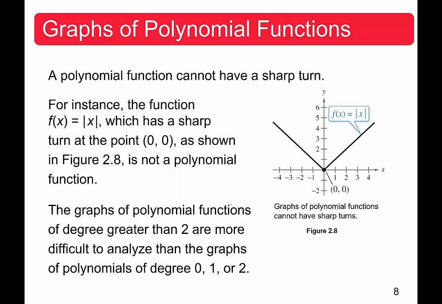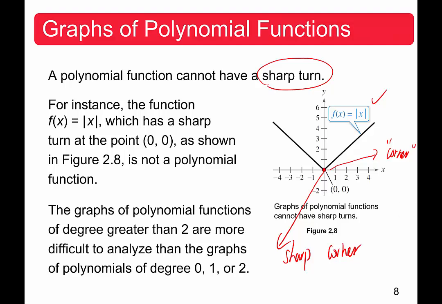If you look at the function f of x equals absolute value of x, the graph is going to have a sharp corner at the origin, and this is a typical sharp corner. We call this kind of behavior a corner. This is a very useful graph when we talk about continuity and differentiability in calculus 1, so keep that in mind. A polynomial function cannot have a sharp turn, but this absolute value function has a sharp turn, a sharp corner here.